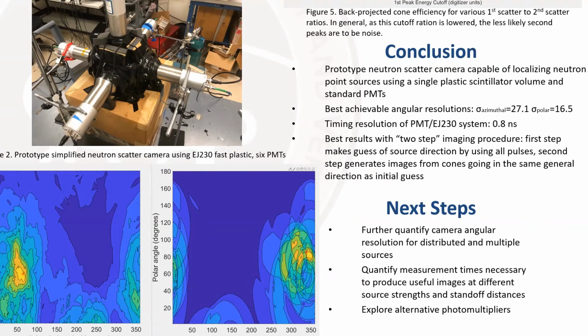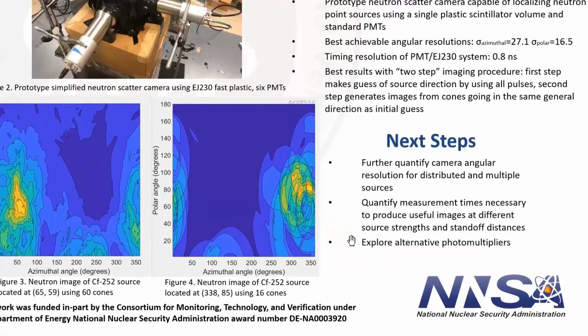First, we make a guess of the source direction using all of the pulses. Basically, we look at the pulse height of the PMTs relative to each other, using every single pulse we see, whether it's a double scatter or not. That gives us an initial guess vector that usually gives us the general direction the source is likely in, in a single source scenario, that is. Then our second step is to use that vector to bias our images and thus throw out noisy cones that we generate that are going in completely the wrong direction. That improves the image quality quite a bit, and that was used to generate these images you see here.